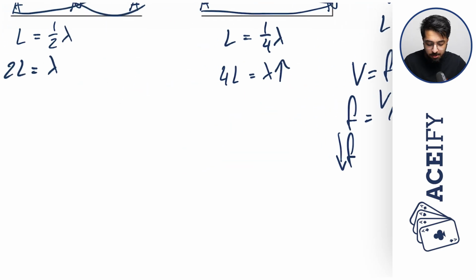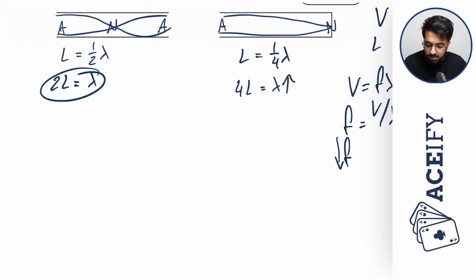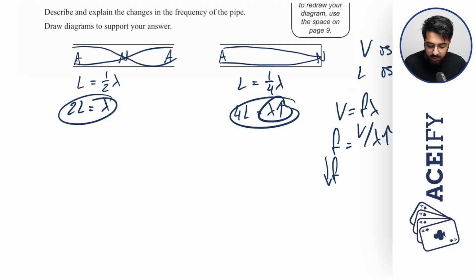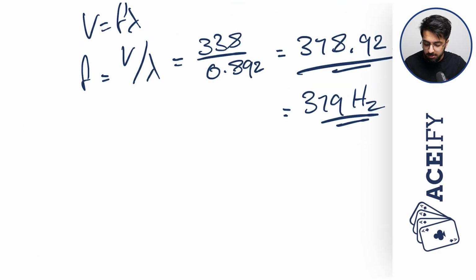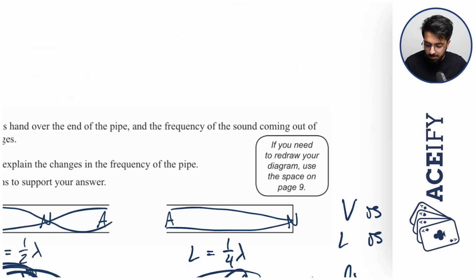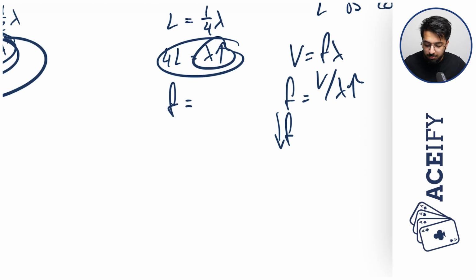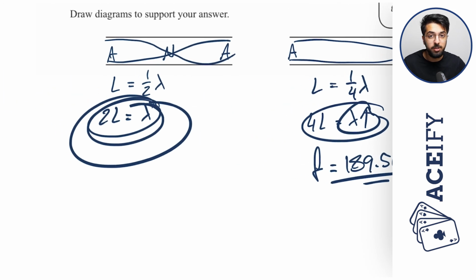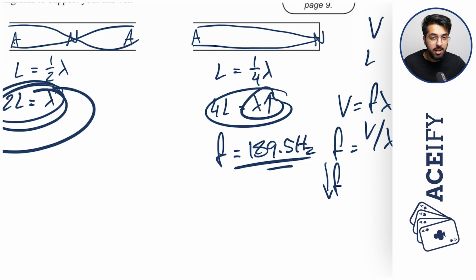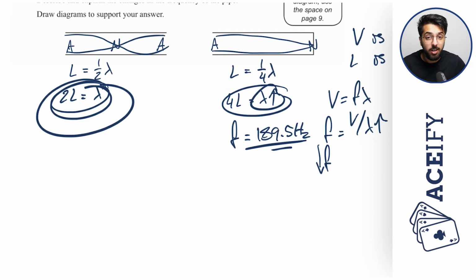Well, we can see here that this is 2L and this is 4L, and so this wavelength is going to be twice as large as this wavelength, and so therefore the frequency of this pipe is going to be half that of this pipe. And we just found the frequency of this pipe, and so therefore this pipe has a frequency of 189.5 Hz. Alright, so the pipe that's open on one end and closed on the other has twice the wavelength of the pipe that is open at both ends, and so therefore it has half the frequency. And so you can write that all in words.